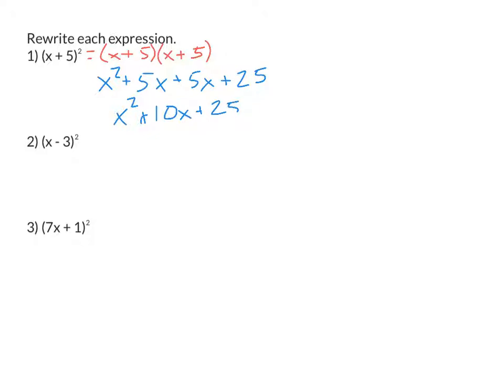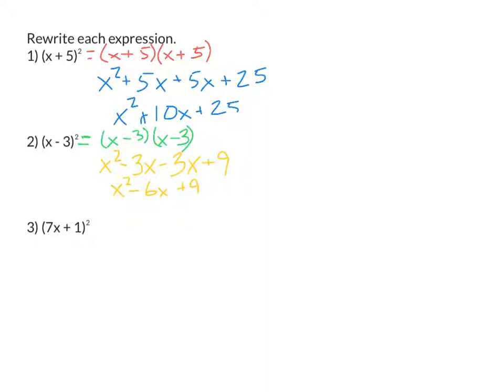How about number 2? In number 2 it's x minus 3 quantity squared, and so that's telling us to do x minus 3 times x minus 3. And so when we go through the FOIL, x times x, x times negative 3, negative 3 times x, negative 3 times negative 3 makes a positive 9. And to combine like terms, it's x squared, negative 3x minus 3x more is a minus 6x, and then a plus 9.